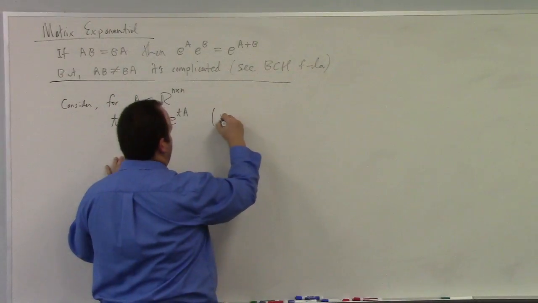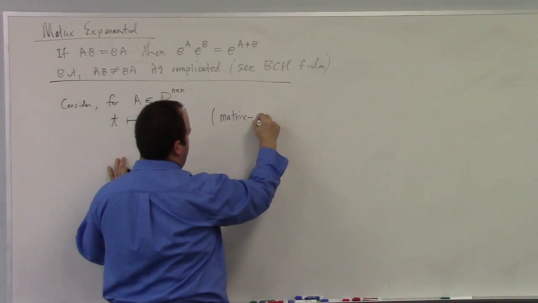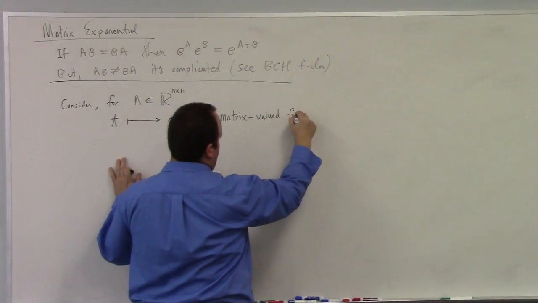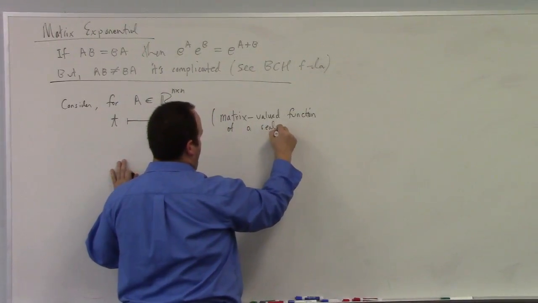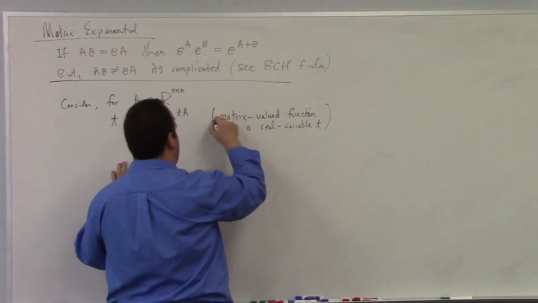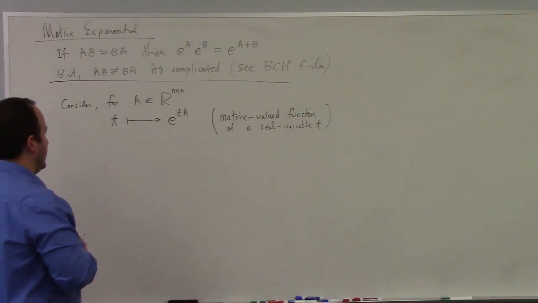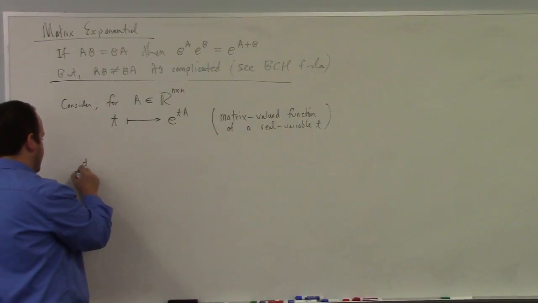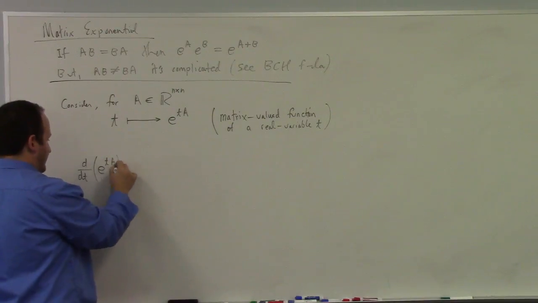This is a matrix valued function of a real variable. So we've looked at vector valued functions, right? Now I'm saying let's look at this matrix valued function. I showed you the calculus of these a lecture or two ago, right? So let's work on the calculus of this. So what is d/dt of e to the TA?